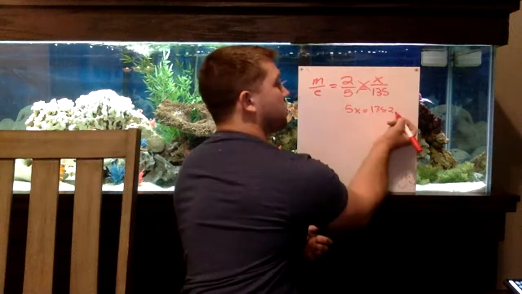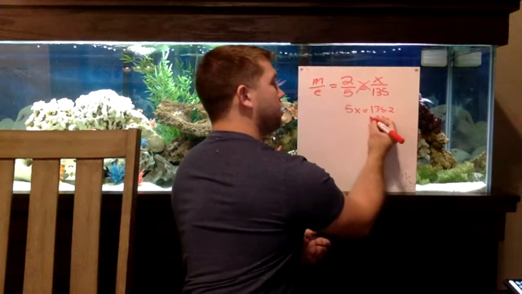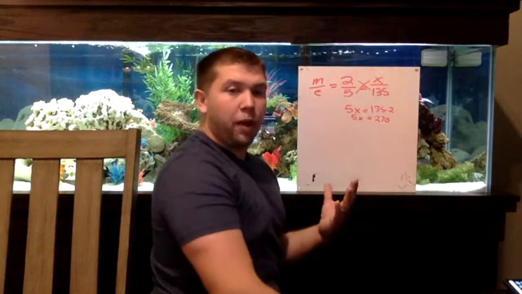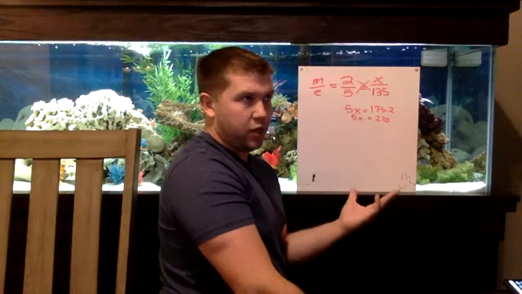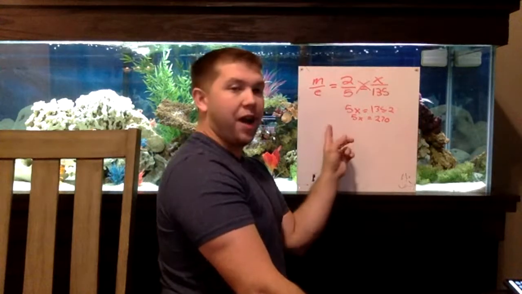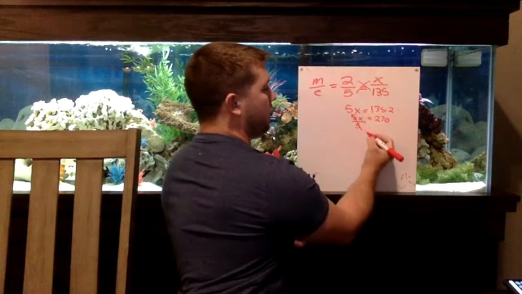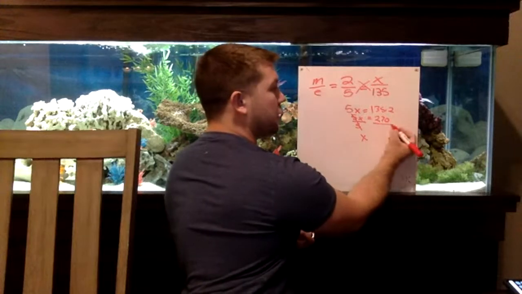All right, so I'm going to simplify this. 135 times 2 is 270, okay? And that still equals 5x. All right, and again, I'm multiplying by 5, and I want to get the variable by itself. So to get rid of multiplication, I have to do division. To get rid of the 5, I have to divide by a 5. All right, so I'm dividing by 5 here, so I can isolate x. If I do it to this side, I have to do it to that side to keep things equal.